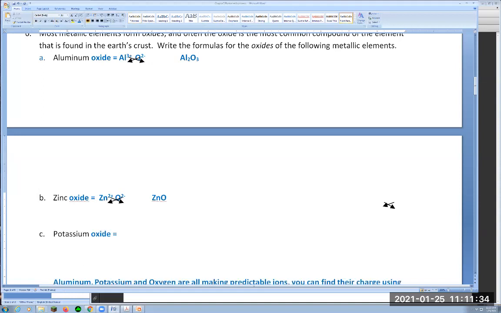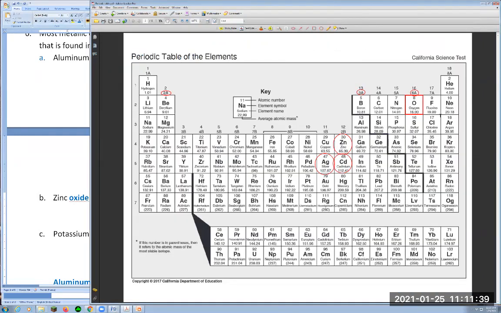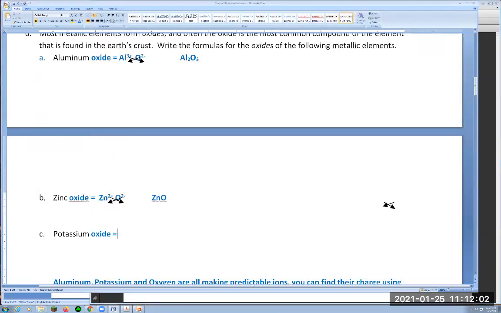Let's do potassium oxide. Potassium is here, atomic number 19 in group 1A. Group 1A are alkali metals. Alkali metals always make +1 ions. These are predictable ions, and it's +1. So that's K+ always for potassium. And then again, we have the oxide ion, so we write the oxide after that.